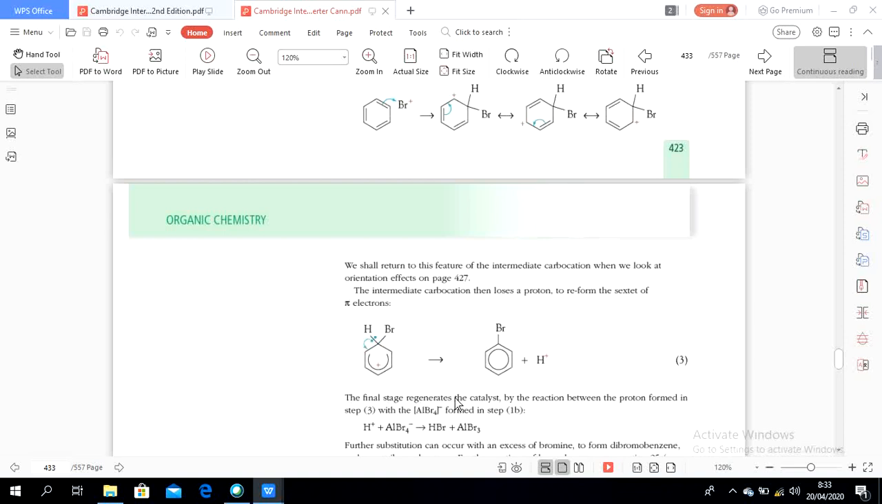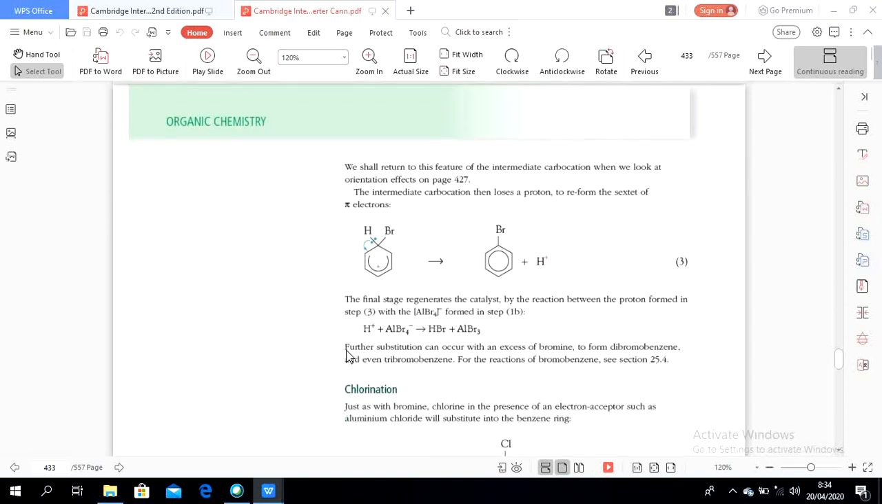The final stage regenerates the catalyst by the reaction between the proton formed in step 3 and the aluminum bromide ion formed in the earlier step. So H+ and AlBr4-, it forms HBr and aluminum bromide again. We know from this that aluminum bromide is a catalyst, because the condition before and after the reaction is the same.